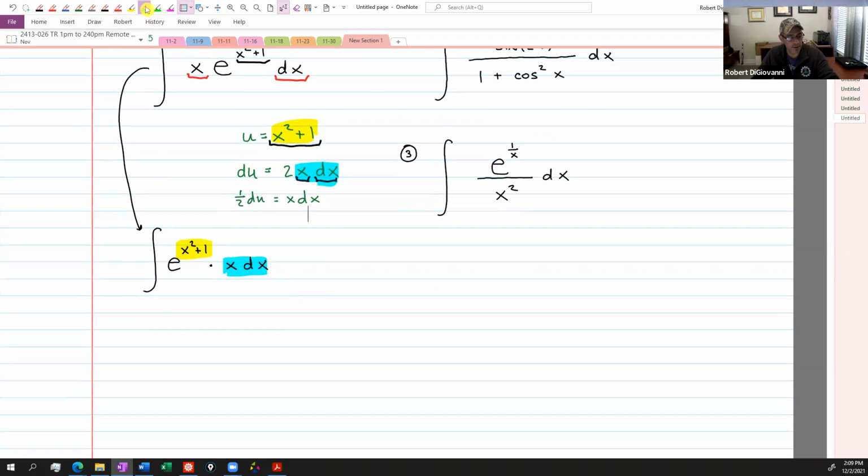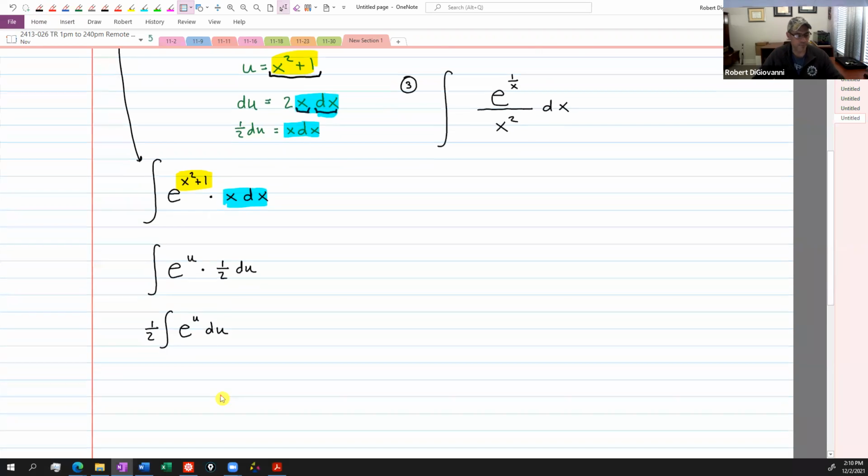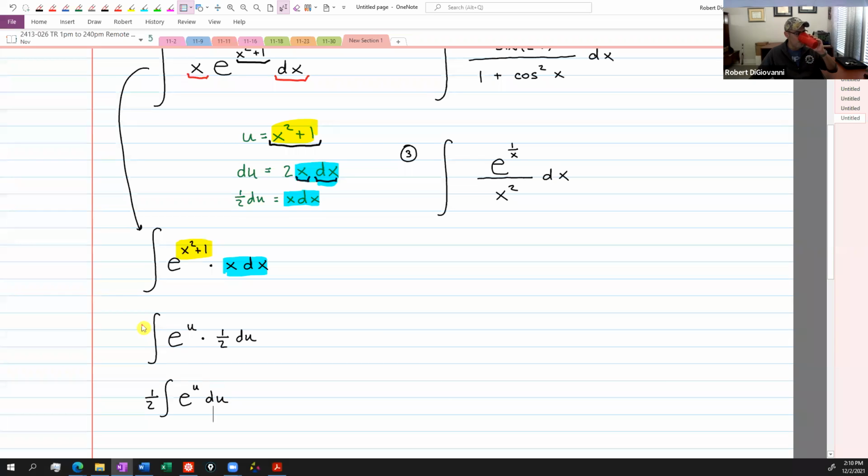At this point, we can do our substitution, right? This part in blue is going to turn into half du, and this part in yellow is going to be replaced with u. So e to the u times 1/2 du. The 1/2 can come out. I'm going to move this over here.